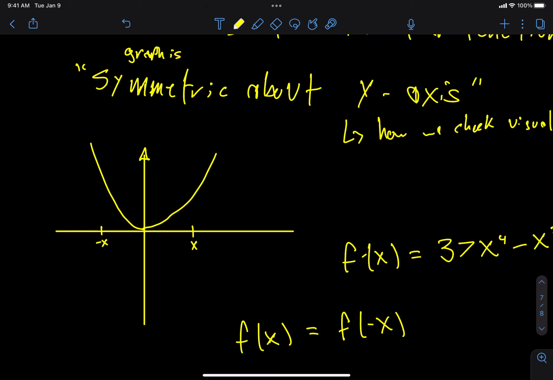So this is the point x comma f of x. And this is the point negative x comma f of negative x. For the graph to be symmetric, the height needs to be the same, which means that the y-coordinate of this point needs to equal the y-coordinate of this point. Those two need to be the same, which means that f of x needs to be equal to f of negative x. This is how we check whether a function is even.